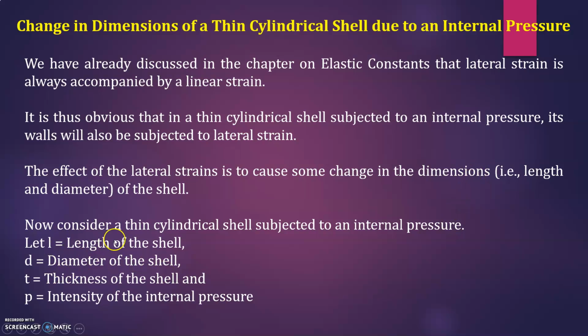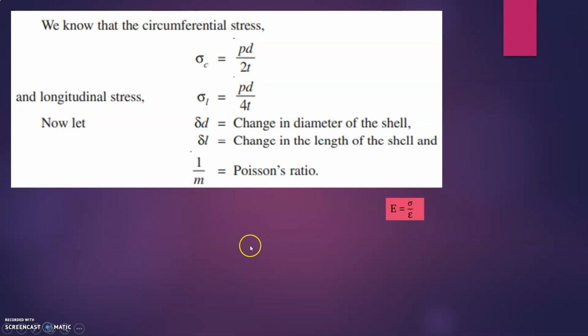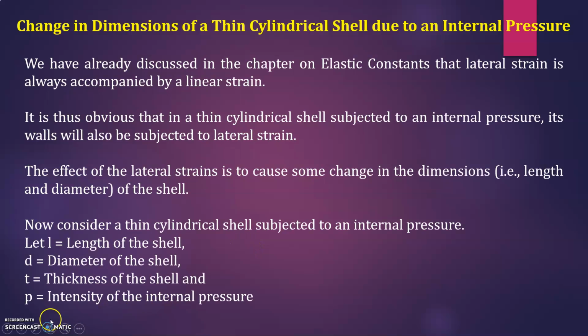Now let us consider a thin cylindrical shell subjected to an internal pressure. L is the length of the shell, d is the diameter of the shell, t is the thickness of the shell, and p is the intensity of internal pressure.